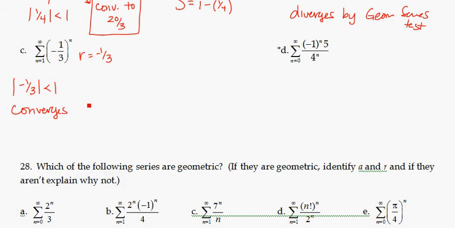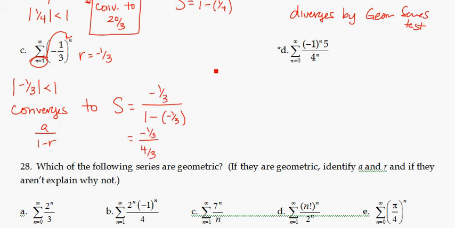So we know that this series converges, and it converges to a over 1 minus r. So in this case, that convergence is going to be the first term, and I'll go back to that in a second, over 1 minus r. Okay, so what is a? Remember, a is the first term. So what you're doing is you're taking whatever this starting value is, and you're replacing it in for n. So our first term is just going to be negative 1/3. Okay, so we evaluate this. We get negative 1/3 divided by 4/3, which is the same thing as negative 1/3 times 3/4. In other words, the sum converges to negative 1/4.